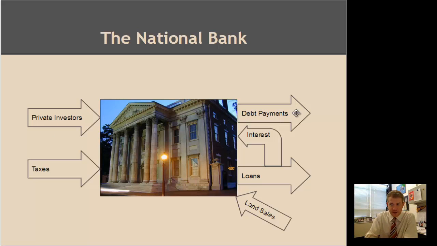This is money going out. Debt payments, they need money to pay off their debts. They just took on more debts, as you remember from the assumption. Loans going out to people, as a bank would, it would loan money. And you could get some income off the interest of that.